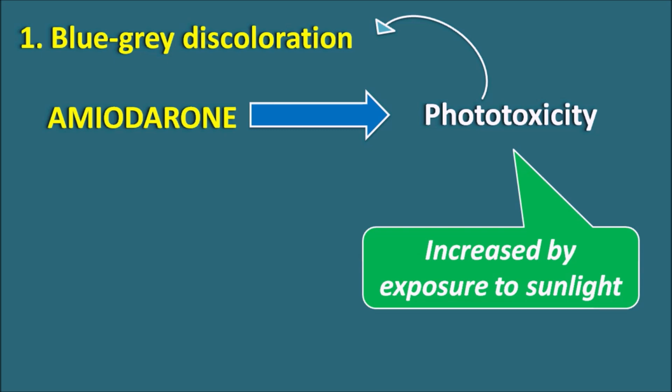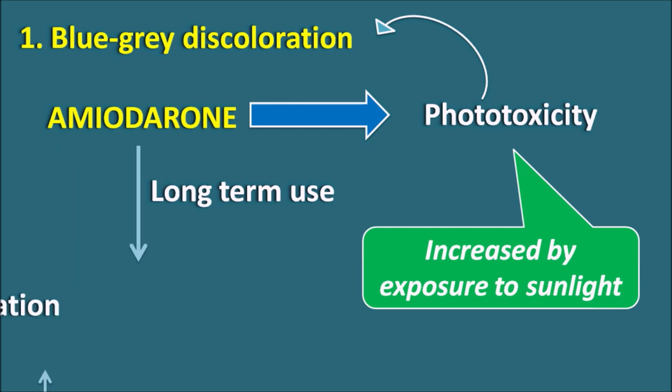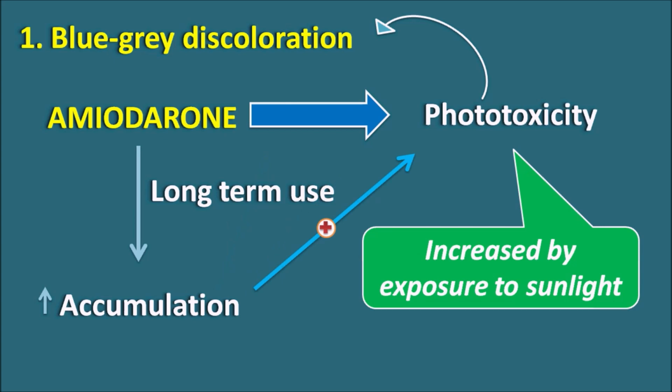So those patients who are treated with the amiodarone, if they are directly exposed to the sunlight, there may be increased staining of the skin to blue to grey color. And particularly this side effect is more observed with the long-term use of the amiodarone. When this drug is used for long term, the amiodarone levels are accumulated within the body, which is further increasing the phototoxicity. In this way, the first important side effect of amiodarone is the blue to grey discoloration of the skin because of the long duration of therapy as well as by exposure to the sunlight.